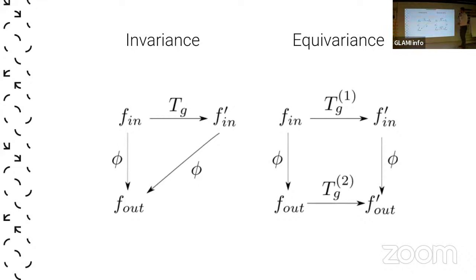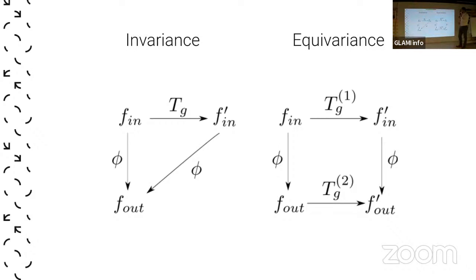For equivariance, the situation is a little bit different. So again, we have some inputs, that's the F in and F in slash. And again, we can either transform or not. But then, after we apply the model, we get the output and some different output. And what we want in the case of equivariance is that we want this output to be transformed with some other transformation PG2. And I'm going to define the proper transformation a couple of slides later.